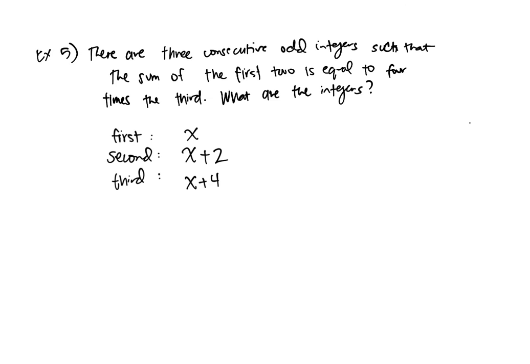There are 3 consecutive odd integers such that the sum of the first two is equal to 4 times the third. The sum of the first two, so we have x plus x plus 2, is equal to 4 times the third. So 4 times x plus 4. And we'll just do our distributions and combining like terms in order to solve for x.